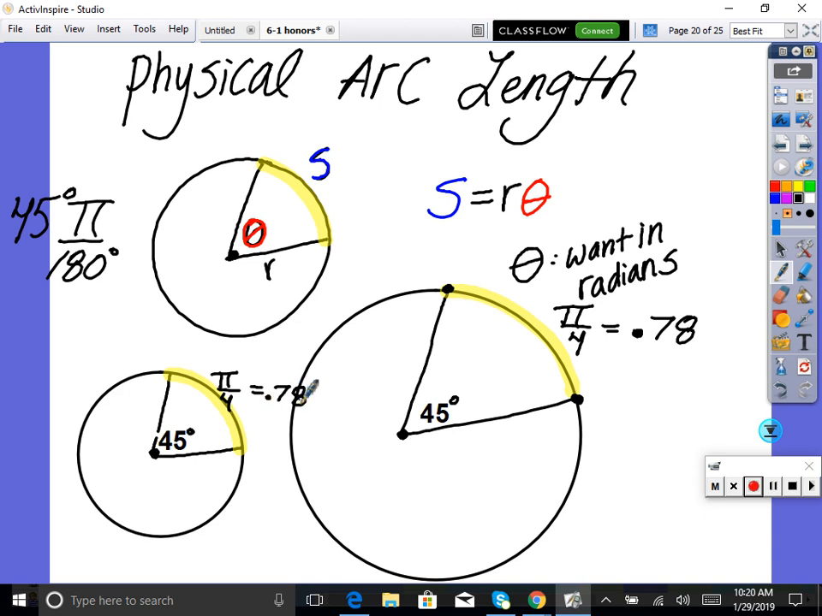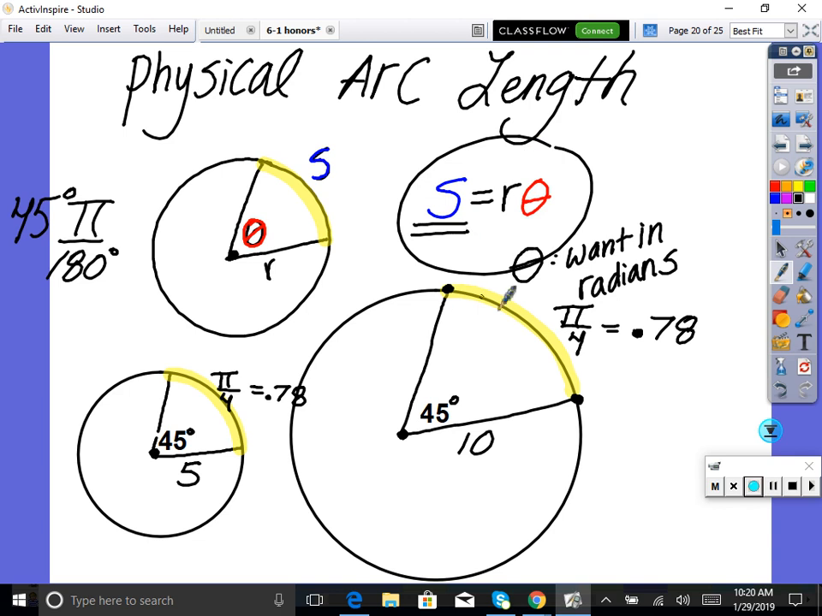Well, that's a problem. This is a bigger circle than this circle. They can't both be 0.78 in length, right? So what are we missing here? The radius. So all we have to do is say, yeah, it's 0.78 in length, but now we've got to times in our radius. So now times by 10, times by 5, and boom, there's the actual physical length. Does everybody see? So that's why this is the formula.